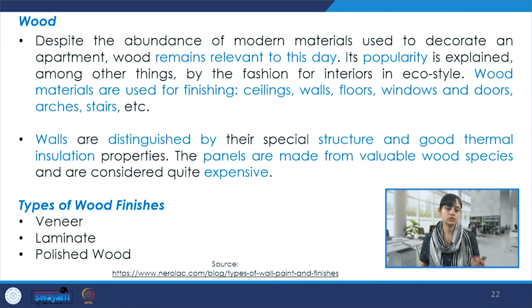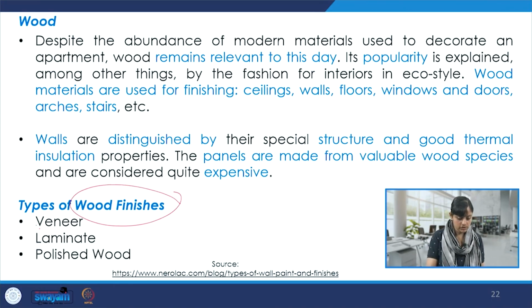So, wood is still used for finishing, ceilings, walls, floors, windows, arches, stairs, etc. And the walls are distinguished by their structure and good thermal insulation. And there are properties associated with walls. So the panels which are made from valuable wood species, they are quite expensive and they may add life to the wall. So we could decide and see what we have at our disposal and what could be used for the finishes. When we talk about the wood finishes, these three are the popular ones. There is veneer, laminate, and polished wood.